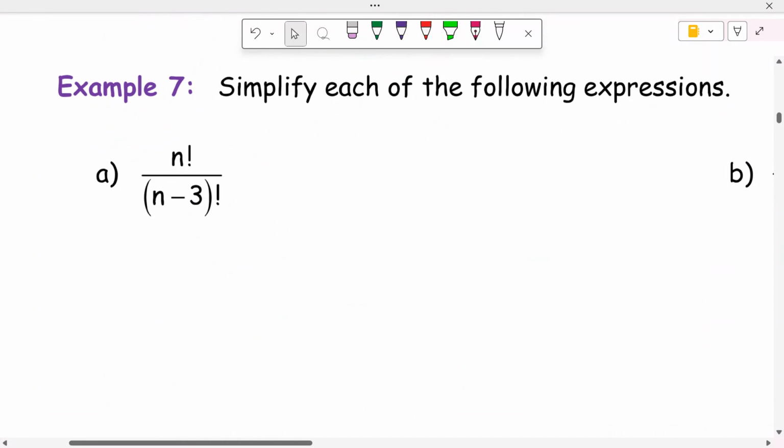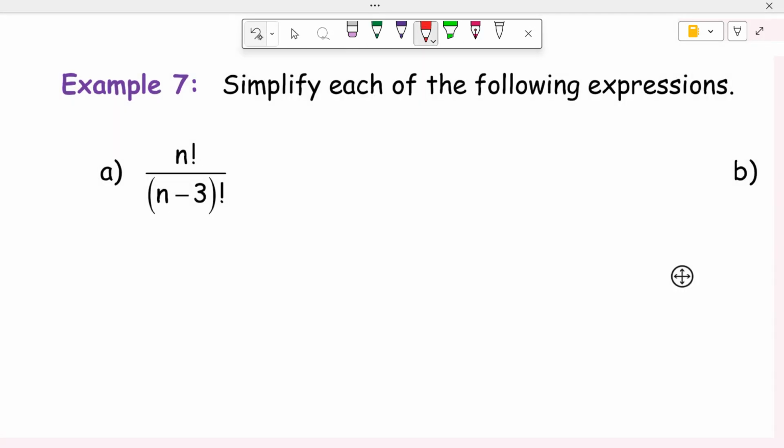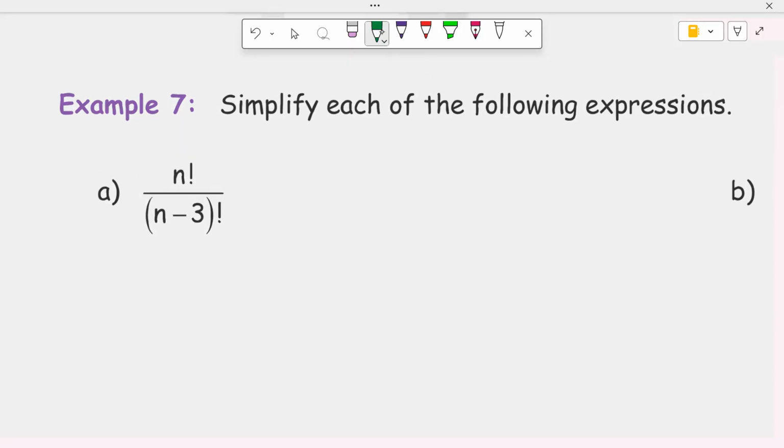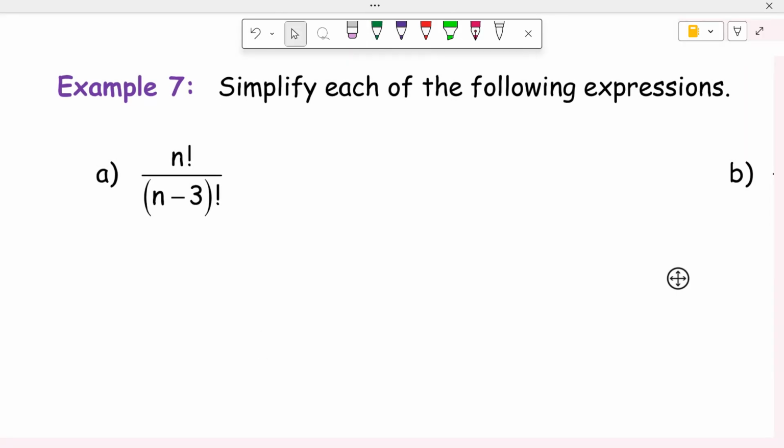Which one do you think I'm going to expand so I can make it look like the other one? Top or bottom? Okay, yes, it will be the top. Is the top not bigger than the bottom? Right, because the top has an n factorial and the bottom has an n minus 3 factorial. Factorial means you're going down by 1, so I can expand the top. I start where it starts. So what does it start with? An n. Exactly.